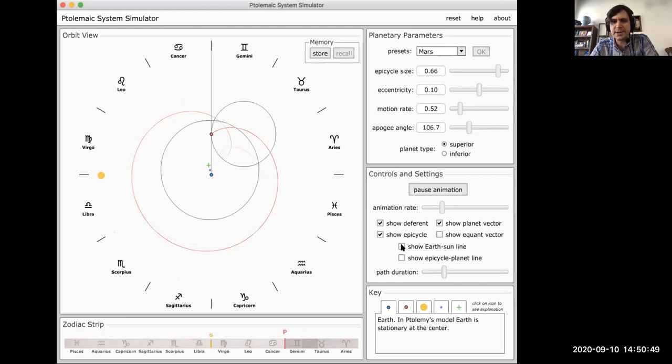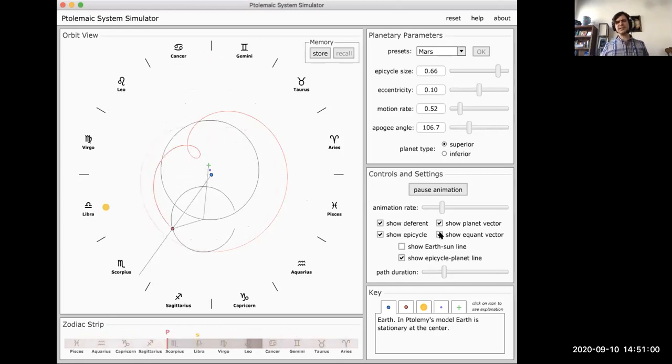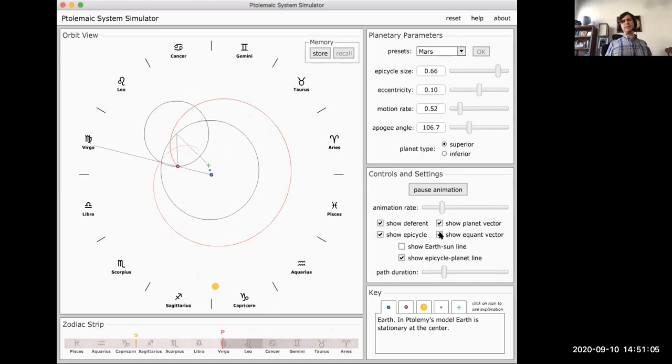Just to show you how this is kind of complicated, let's now do the sun line. We have that line. So you can see everything moving all at once. As you can see, this is a complicated model, a very, very complicated model. There's so many different moving parts.